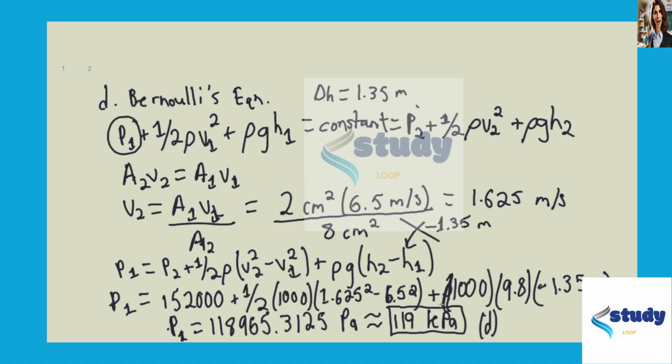So part D was definitely the hardest part of this question, in the sense that we have to recognize that we need to use Bernoulli's equation in order to model the conservation of energy for flowing fluids, and then recognize that the height in the second section of the pipe is actually lower than the height in the first section. So this difference right here is actually going to be negative. And we end up with, again, 119 kilopascals.